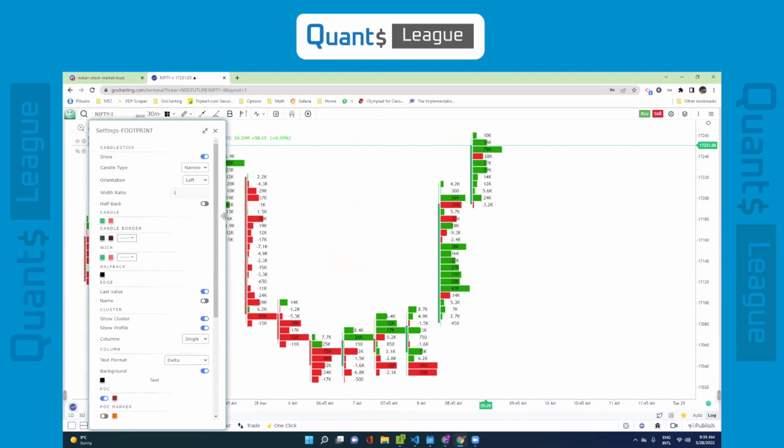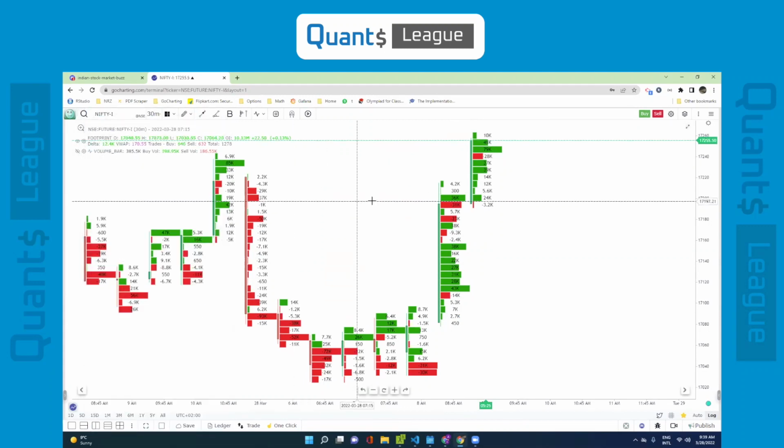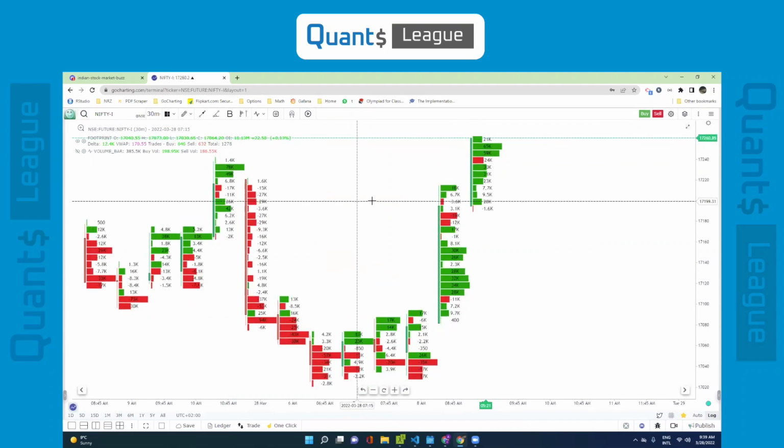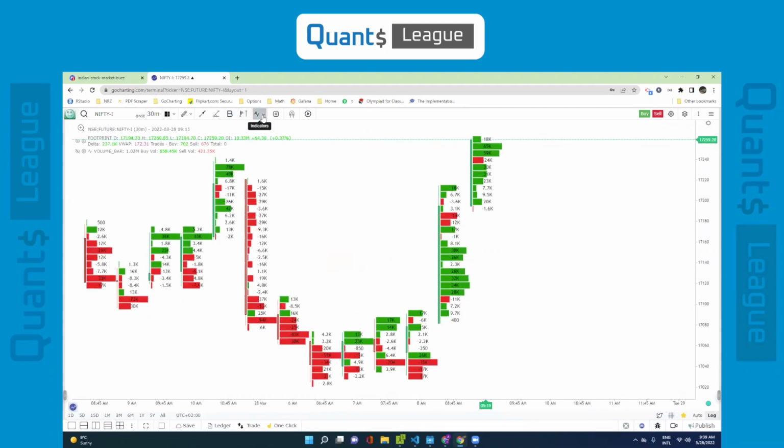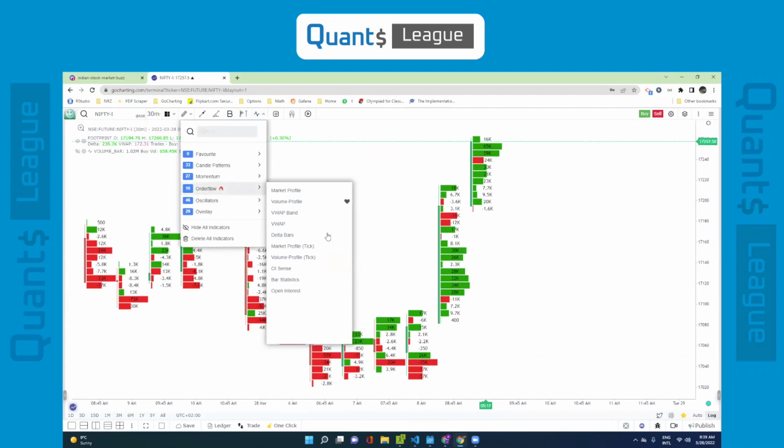So this is very important from a trader standpoint to understand whether these price actions that are happening are backed by volume or not. So I'm going to go ahead and add an indicator called delta bars.